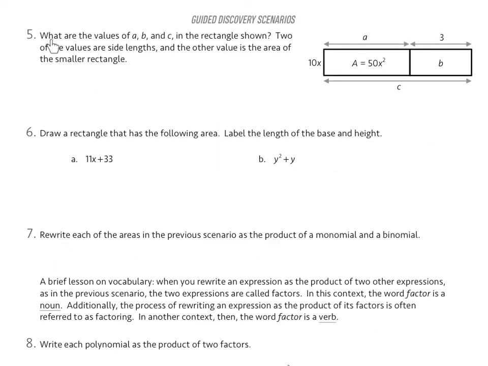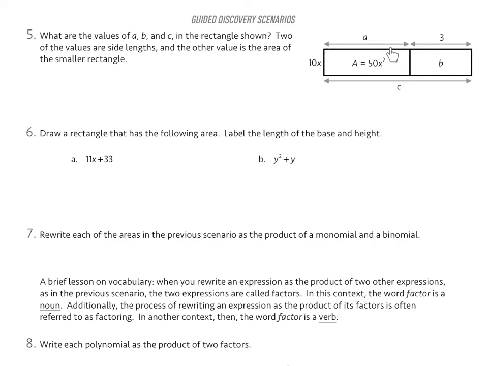Number 5. What are the values of A, B, and C in the rectangle shown? Two of the values are side lengths, and the other value is the area of the smaller rectangle. These two rectangles are both smaller rectangles. This is the larger rectangle, the outer rectangle. So one of the rectangles has an area of 50x squared. B represents this missing area. We know this length is 3, and we know this length is 10x. Let's find the value of A first.